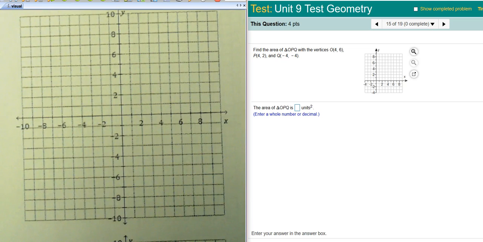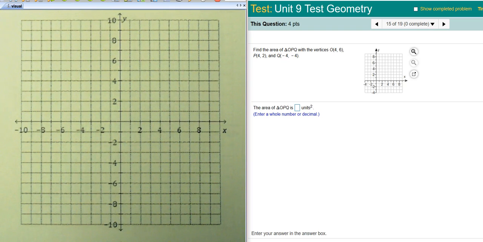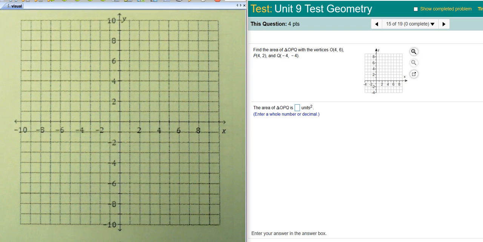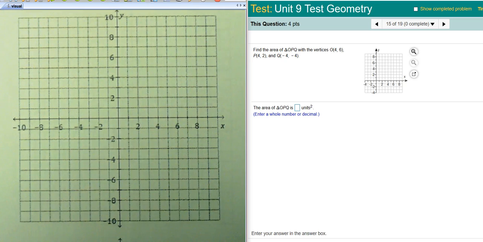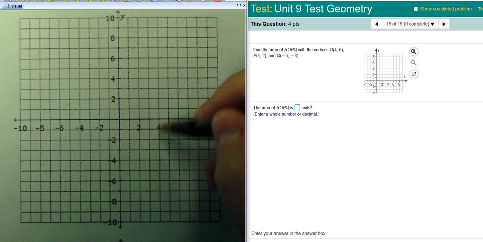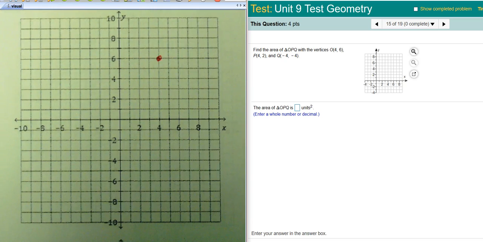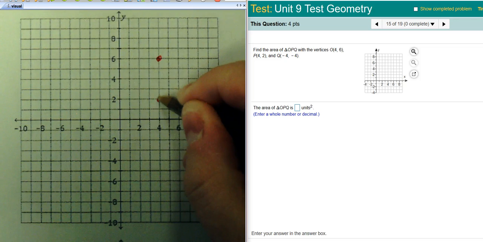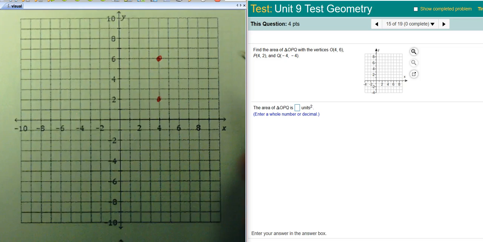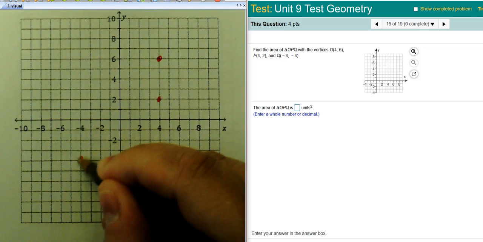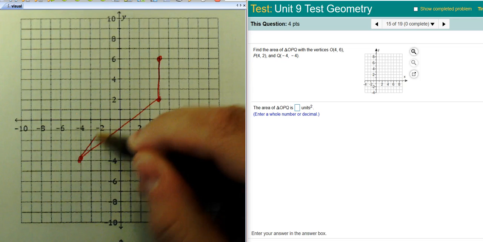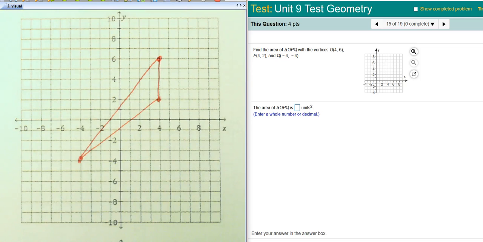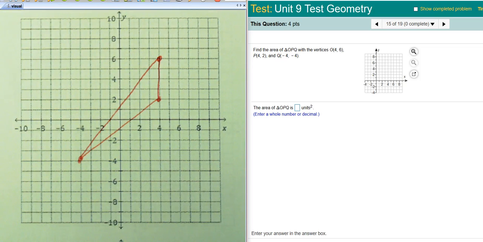Alright guys, here's an example for number 15, and I know that this has a graph. I just grabbed some graph paper off my desk, so I'm going to plot these points. I've got (4, 6), I've got (4, 2), and I've got (-4, -4). Yikes. Okay. Now, I know this looks kind of nasty, but let me show you a quick trick to this.